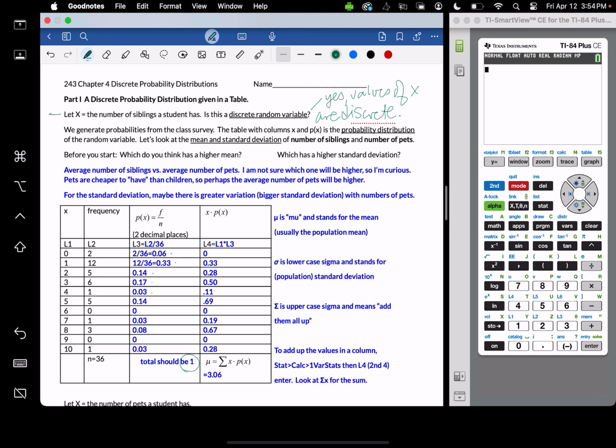Two different discrete random variables. We are going to generate the probabilities from the class survey. So starting out, I actually just had the frequency for each response. So 2 people in the class survey had no siblings, 12 people had 1, 5 people had 2, and so on down the list. The total number of responses was 36, so that's my n. I don't total this. This is just the number of siblings that people reported.